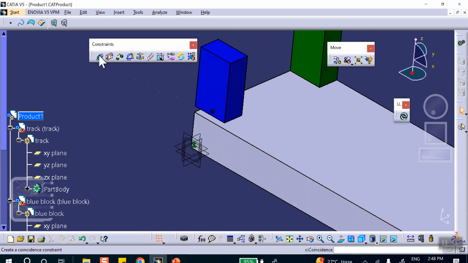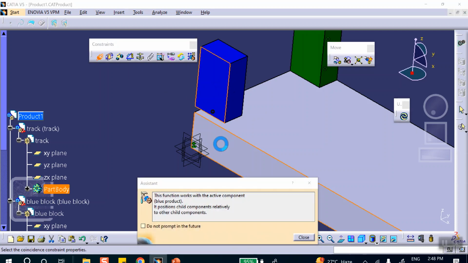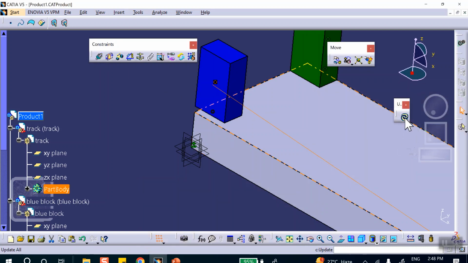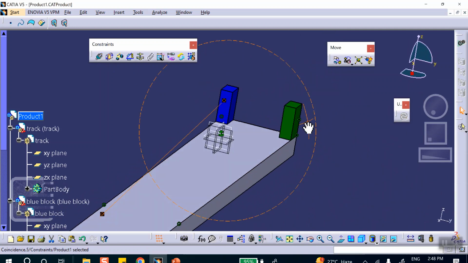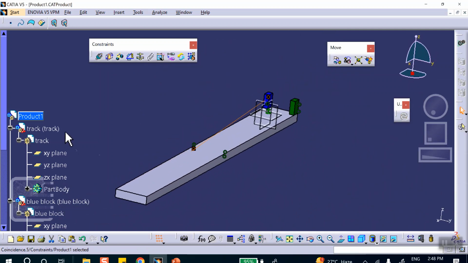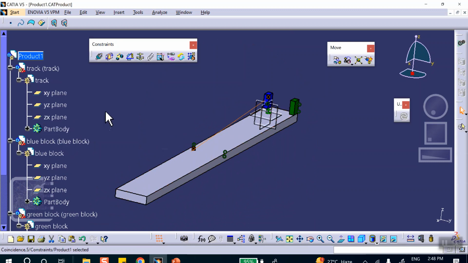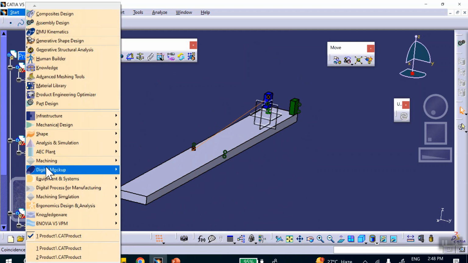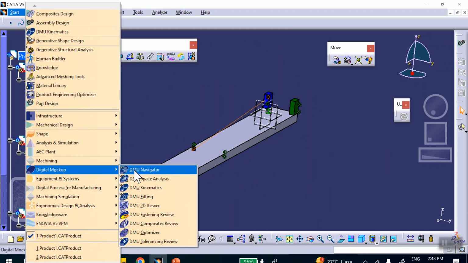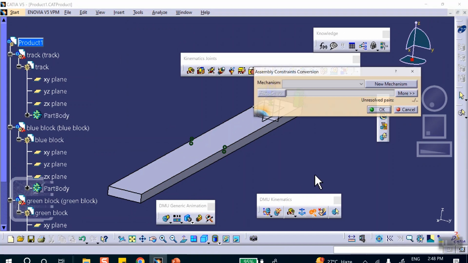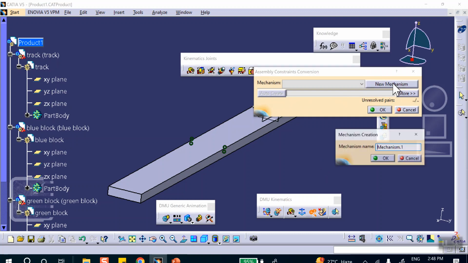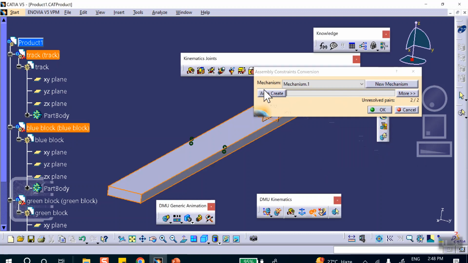I think I did it right. Coincidence between this face and that face, and update. Yep, that's good. Okay. So that's pretty much it. So we're going to get two prismatic joints. So we go to digital mockup, DMU kinematics, and get the magic wand out. New mechanism, auto create.